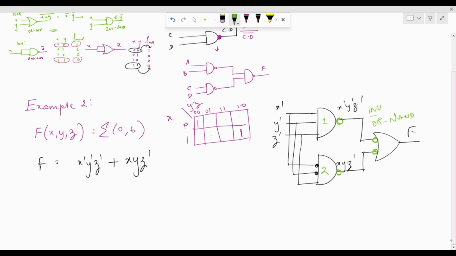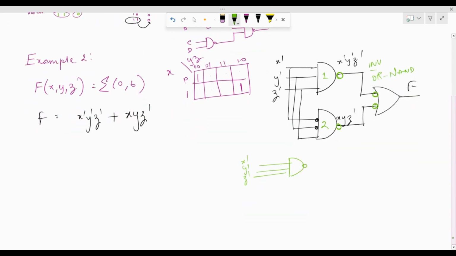So I can redraw this as a NAND gate with the three inputs x dash, y dash, z dash, and I can have another one where this is x, this is y, this is z dash coming from here, all three put together into another NAND gate. Both of these combined with another NAND gate.